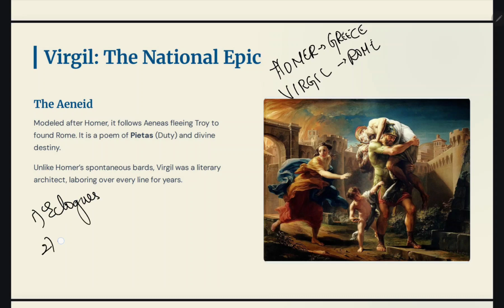Eclogues, Georgics, and Aeneid. Have you ever heard people say a nation needs a story about itself? The Aeneid provides that story. Every nation creates narratives about its origin. Virgil creates Rome's literary origin story. And Virgil is called the national poet of Rome. And his epic became the national epic.